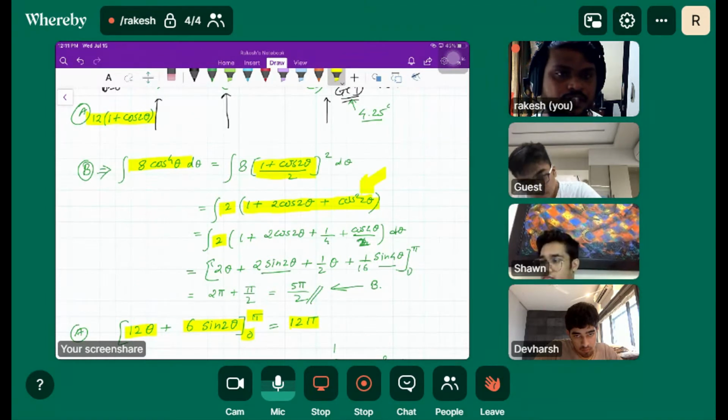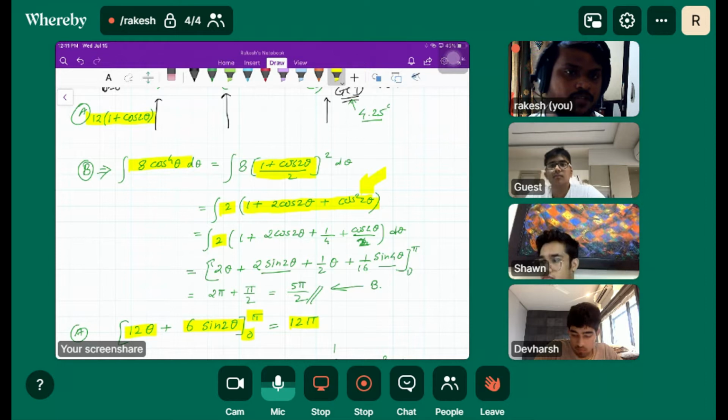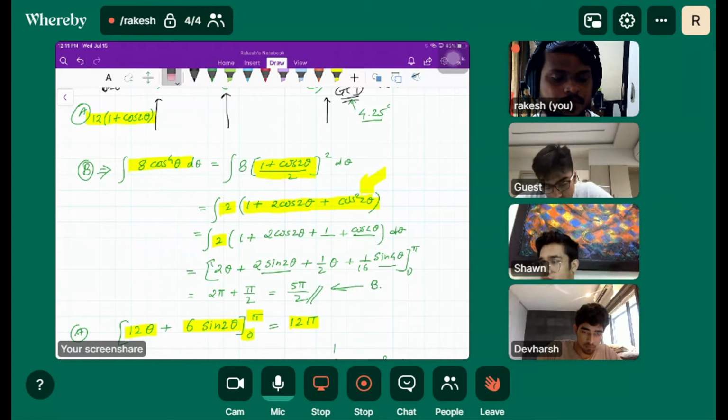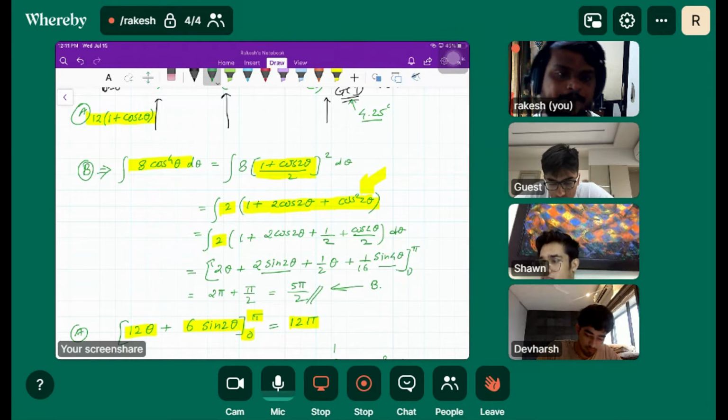Cos square 2 theta. So what is cos square 2 theta? That is 1 plus cos 4 theta by 2, right? So I made a mistake here. It should be 2 only. 1 plus cos 4 theta by 2, right? So it should be 2 only. Clear?